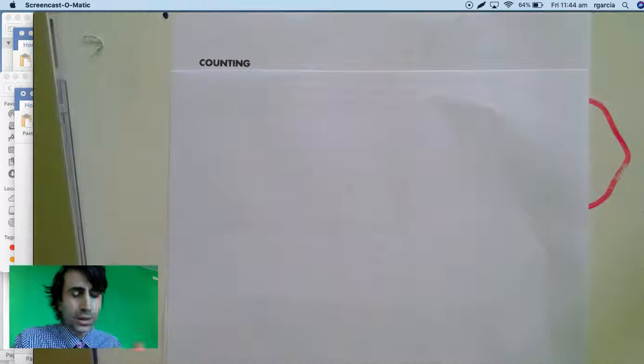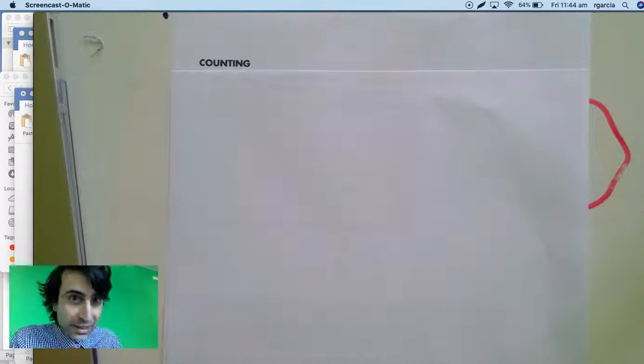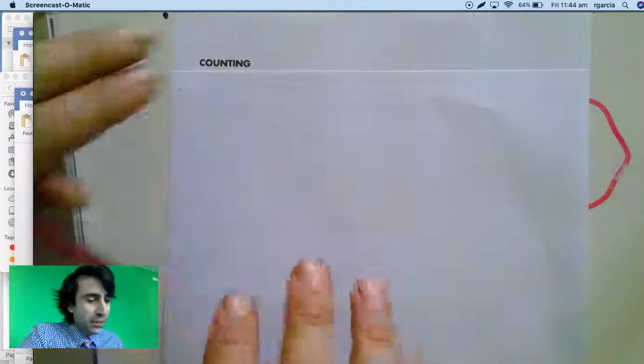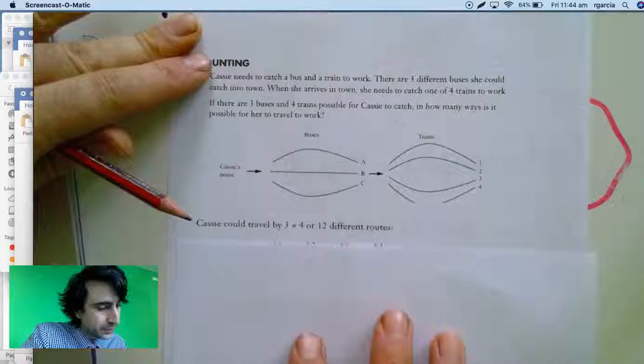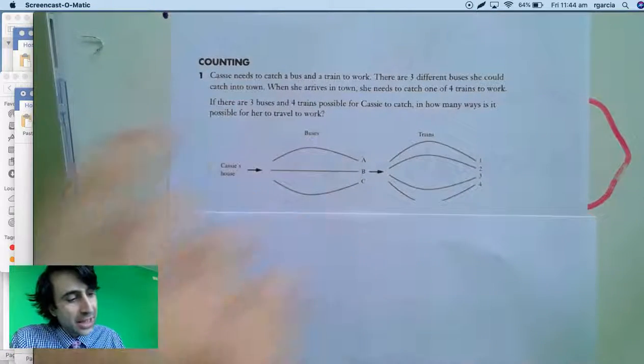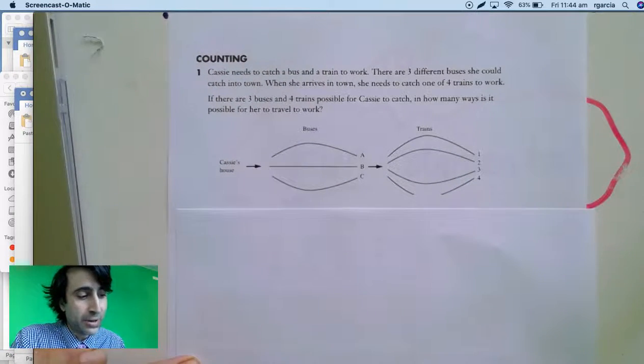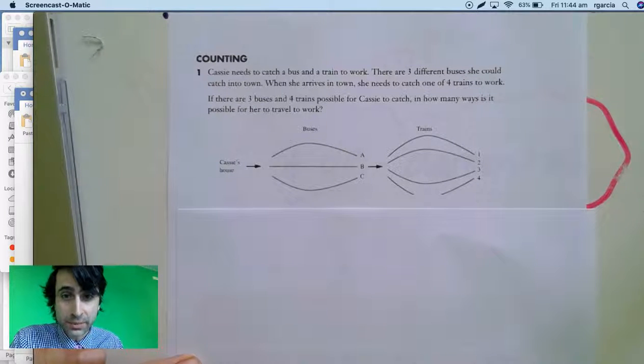So now let's link that to the fundamental counting principle. That basically was it in a way, sort of, not really. Let's look at a context. So Cassie needs to catch a bus and a train to work. There are 3 different buses she could catch into town. When she arrives into town, she needs to catch one of 4 trains to work.